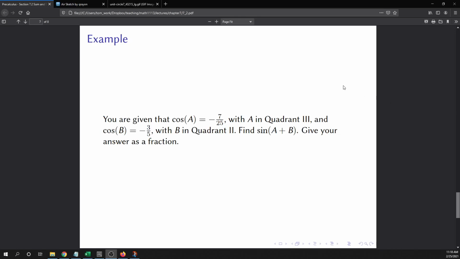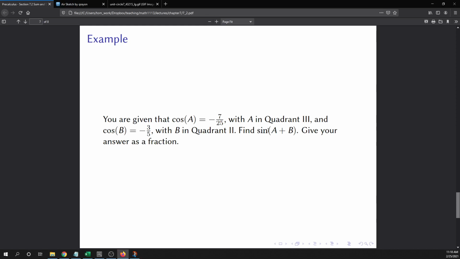All right, in this video, we are going to work through the following example. It says you are given that the cosine of A equals negative 7/25 with A in quadrant 3, and cosine of B equals negative 3/5 with B in quadrant 2. Find the sine of A plus B. Give your answer as a fraction.